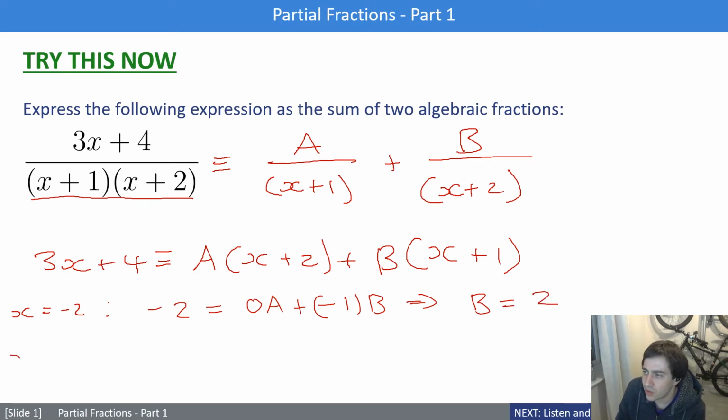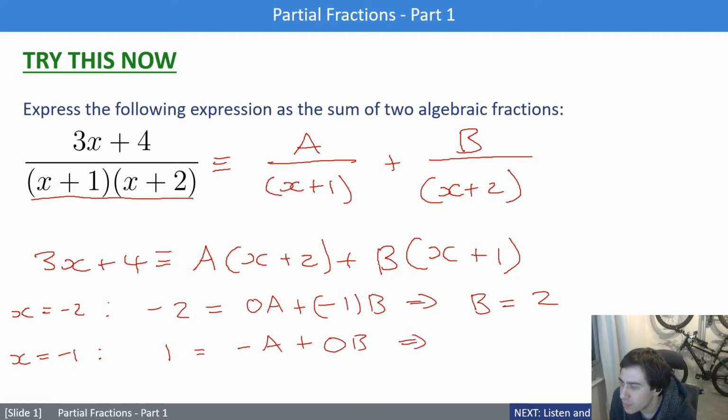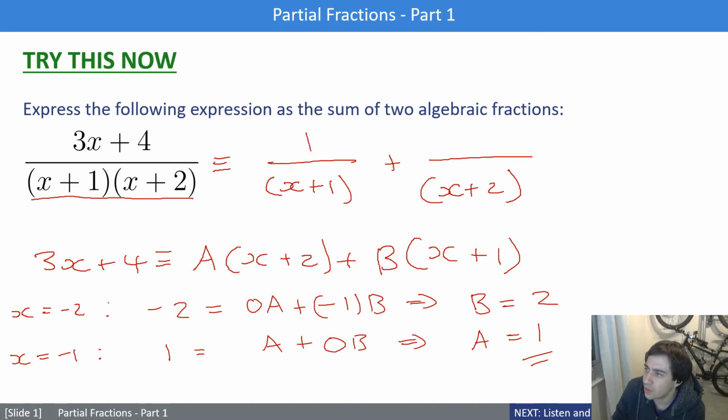If I then substitute minus 1 to cancel the second term, I'll get minus 3 plus 4 is 1, minus A plus 0 lots of B. In other words, oh, is it minus A? No, sorry, that would be 1A, wouldn't it? So we get A plus 0B implies A equals 1, and that's it, we've done it. Replace A with 1 and replace B with 2, and we've expressed it in terms of partial fractions. Cool.